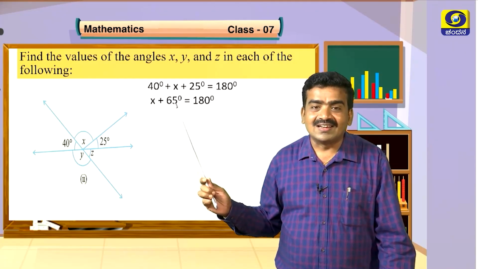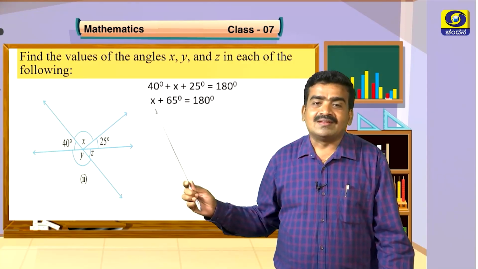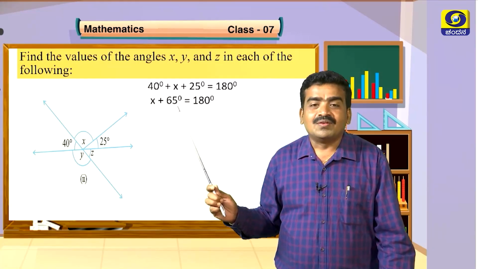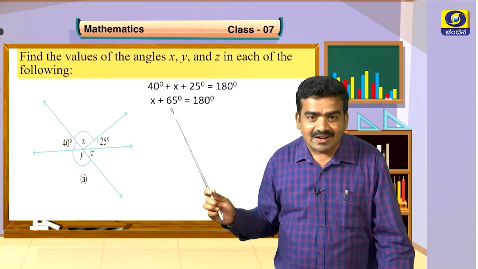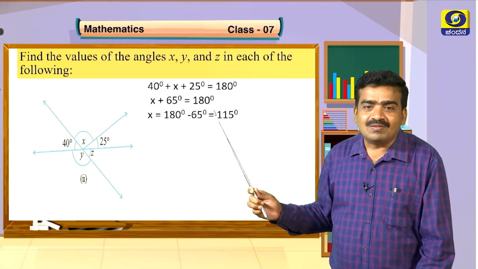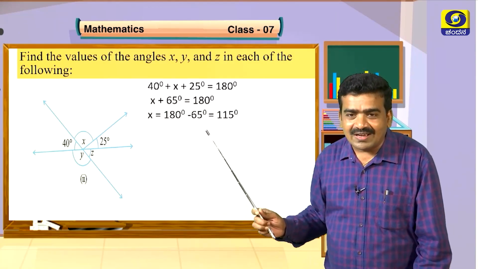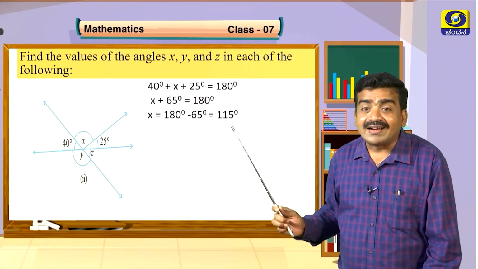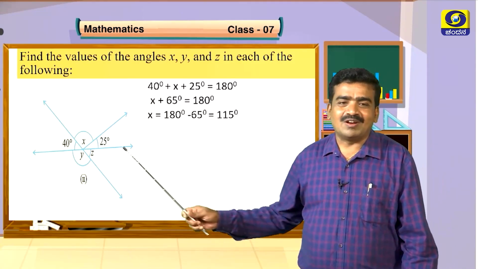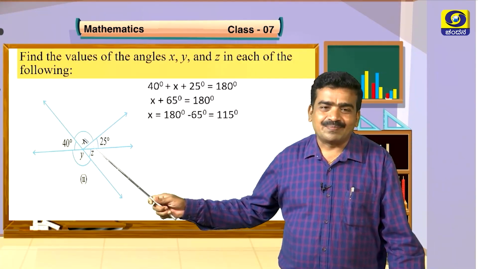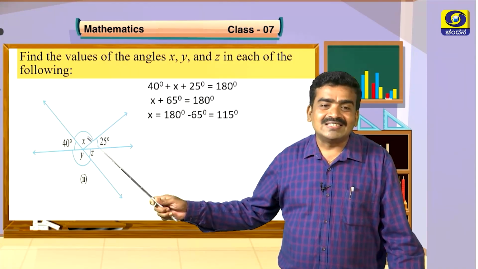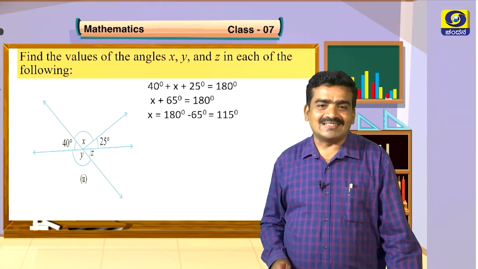You are exactly correct, you are getting 65 degree. Then what we have to do over here? We have to transpose this 65 degree towards the right hand side, we will get 180 minus 65, that is equal to 115 degree. So, we have calculated angle x. Therefore, it is easy to calculate the remaining angles.